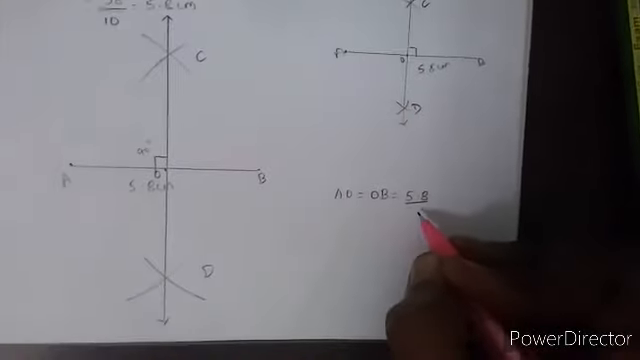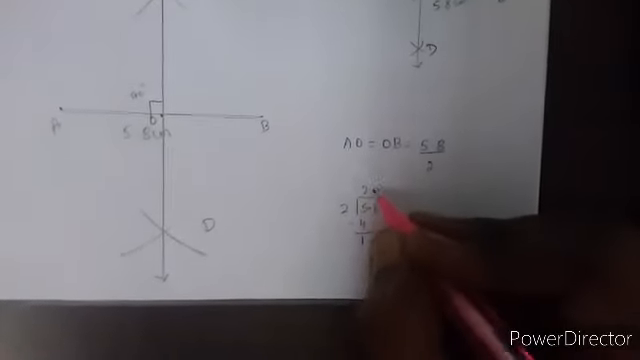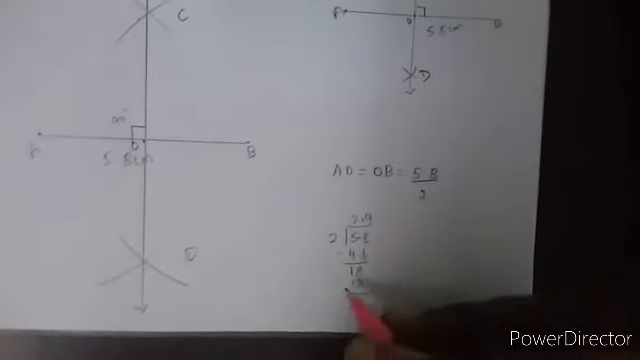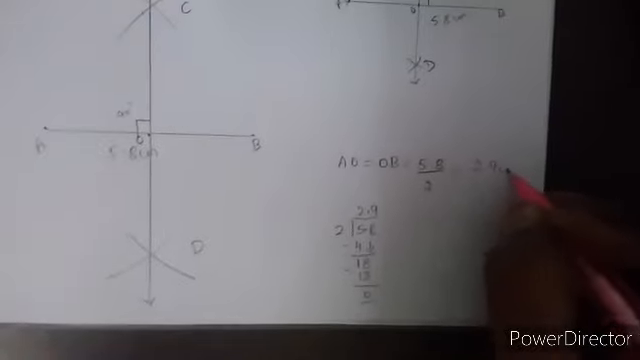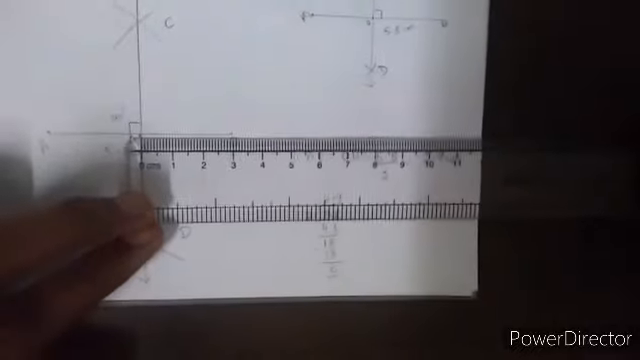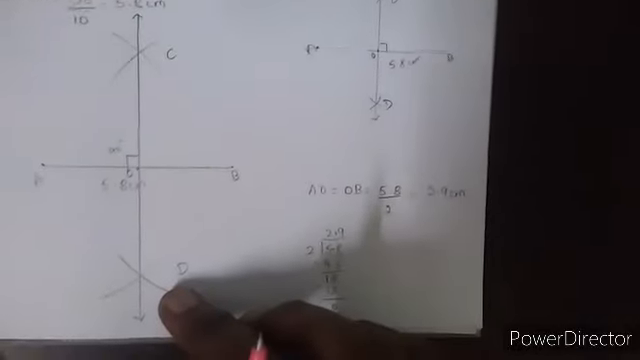Yes, AO should be equal to OB equal to 5.8 divided by 2. So 5.8 divided by 2, 2 2s are 4. 5 minus 4, 1. Point, get down this 8. 2 9s are 18, 0. So 2.9 centimeter. If I measure AO, it should be 2.9 centimeter. And if I measure BO, it also should be 2.9 centimeter. Then only it is a perpendicular bisector. What we drew for the line segment is correct.